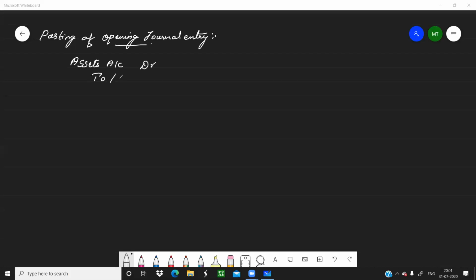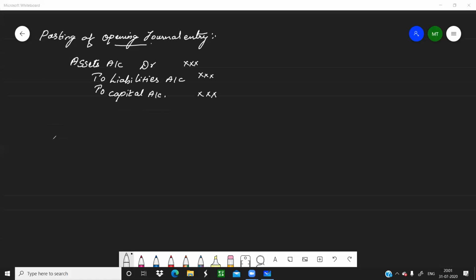to liabilities account, then to capital account. That's all. So the journal for posting the opening journal entry. So in posting the opening journal entry, the individual ledgers in the balance brought down are used.